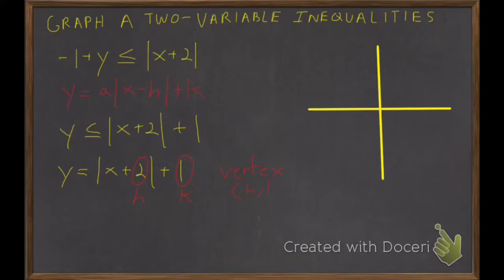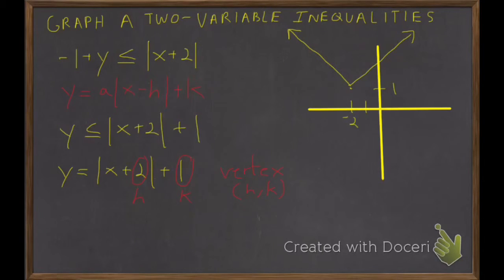Now, since our h value is a positive 2, we know that in standard form it has to be negative 2. So we know that our vertex had to move to the left 2 units. So we'll go there as negative 2. And our k value, which is our y value, is 1, so we go up 1. And we put a point. Since there's no reflections, we know that it's a basic V absolute value function. We can sketch it very quickly, like so. And now we have our boundary lines.